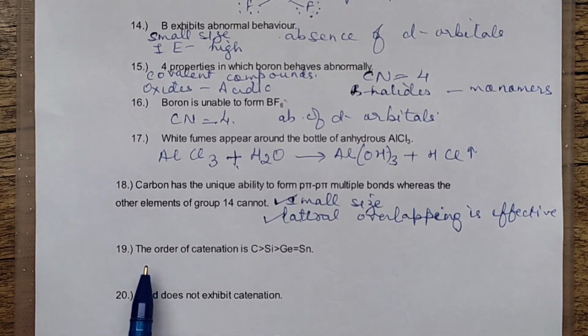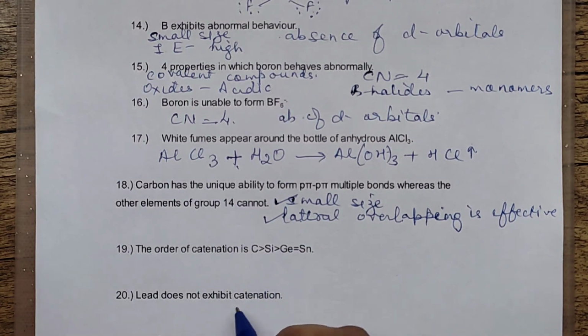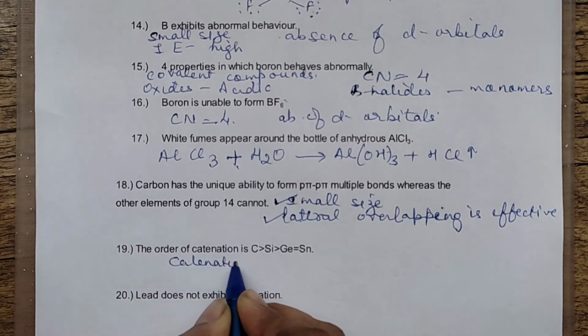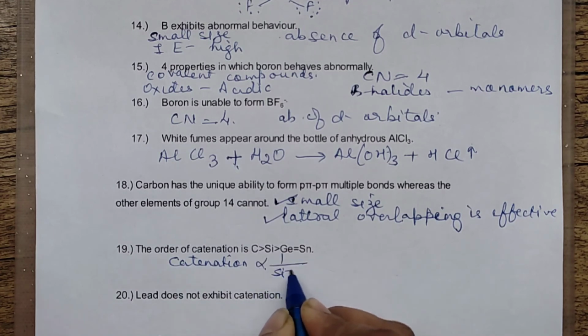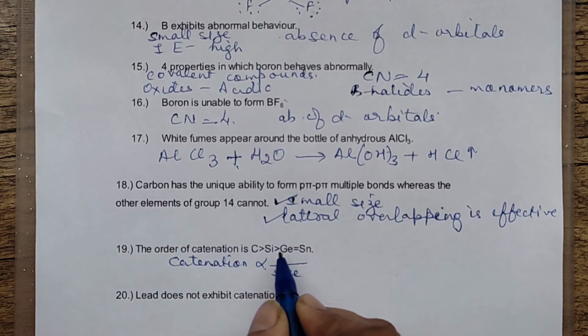Next says the order of catenation is like this. Why is the catenation order in this manner? Catenation tendency is dependent upon size. It is said that catenation tendency is inversely proportional to size. Smaller the size, more the catenation. So if you keep this in mind, carbon is smallest in size, so it has the maximum catenation tendency. And down the group, the size increases.